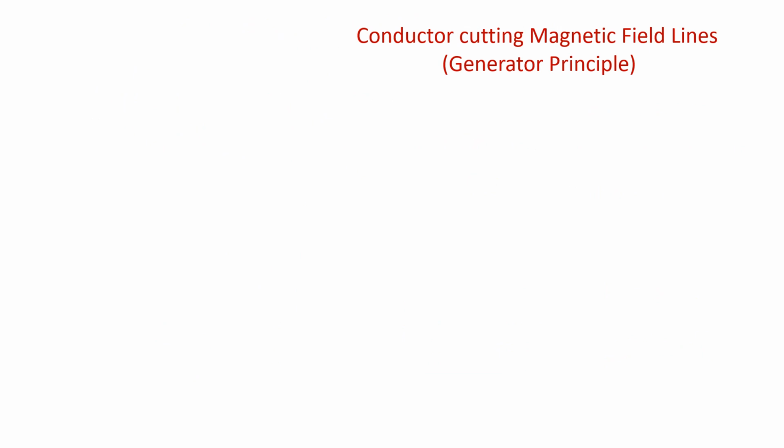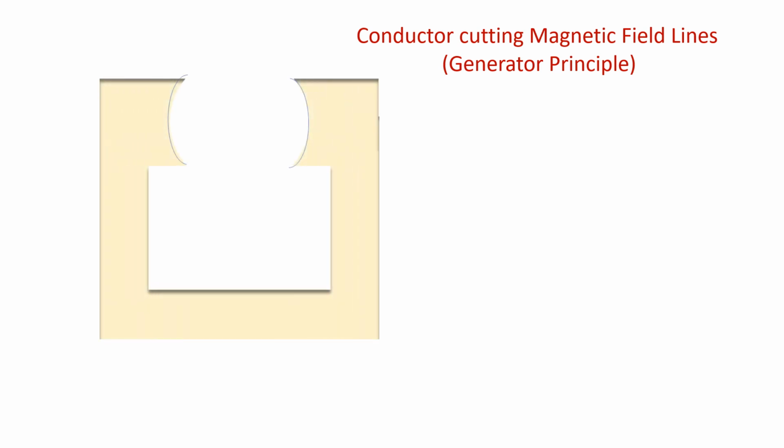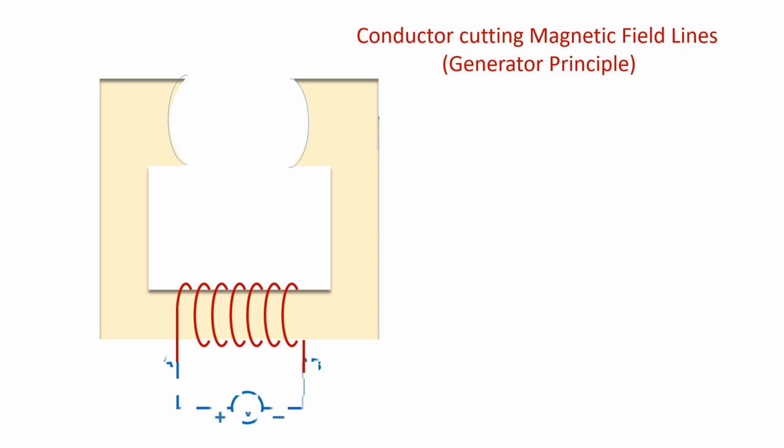Here we will know what happens when a conductor cuts the magnetic field lines. Let us consider a core of this shape. You can observe an air gap along the path of this core. Wind a coil around the core and connect the supply to the coil.